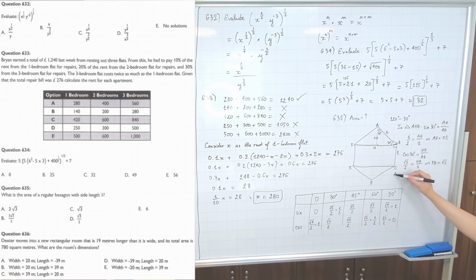Now, area of triangle AFB, diện tích của cái này bằng gì? Chiều cao nhân đáy còn như thế chia 2. Area of this one is half of this times AH times FB. Very good. So it's equal to half. AH is half again. FB is like square root 3.